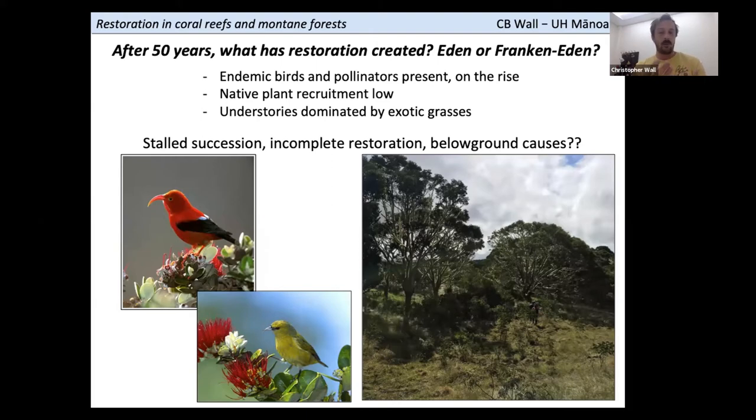They're going to rebuild the forest, rebuild the habitat. And they have at least shown that they've recreated these forest habitats for endemic birds. Birds are more common. Pollinators for these plants are there. But the native species that should recruit to the understories are actually still in quite low abundance, and the dominant species in the understory are still those exotic grasses.